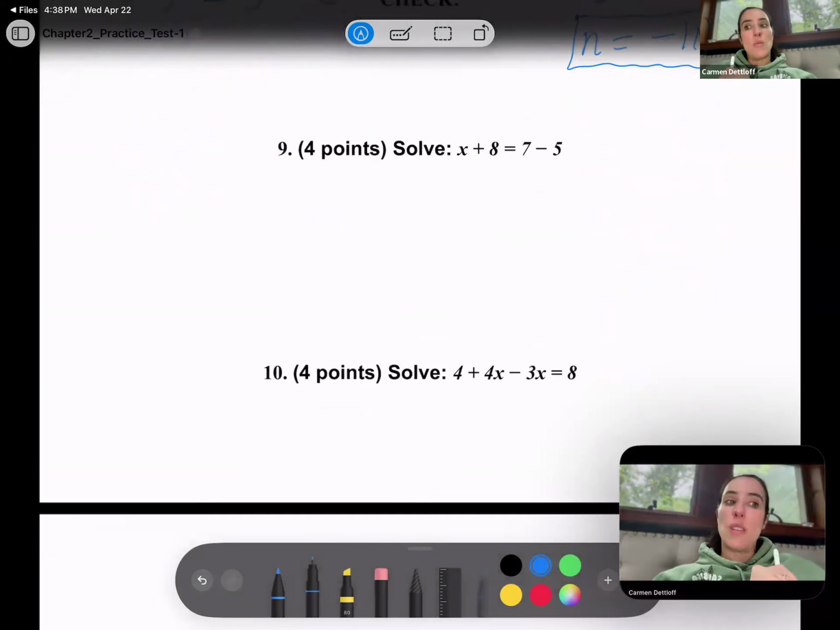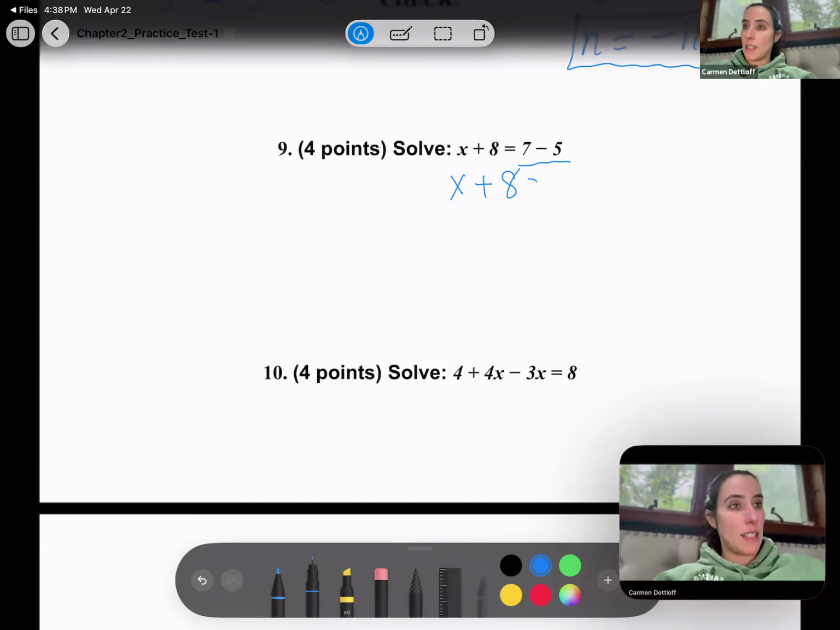The first thing I always want to do when I have these types of expressions is see if there's any like terms I can combine. And I do see some like terms over here. I've got 7 minus 5. So I have x plus 8 equals 7 minus 5. Get 2.